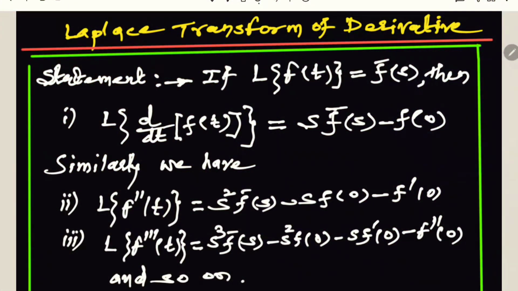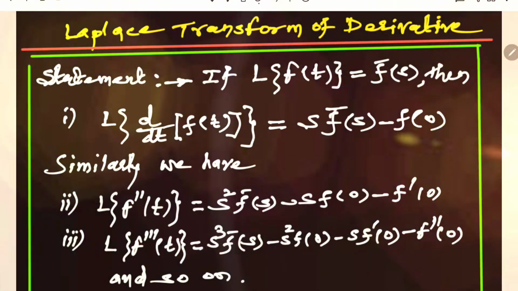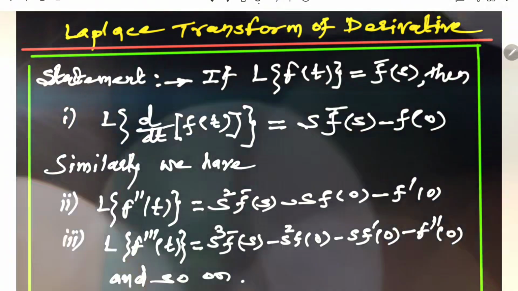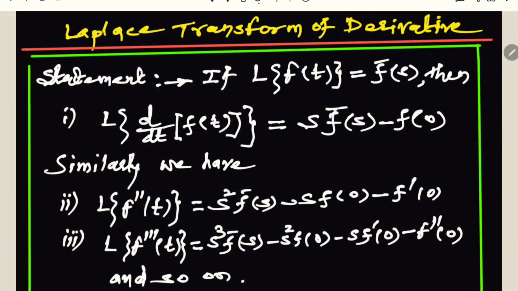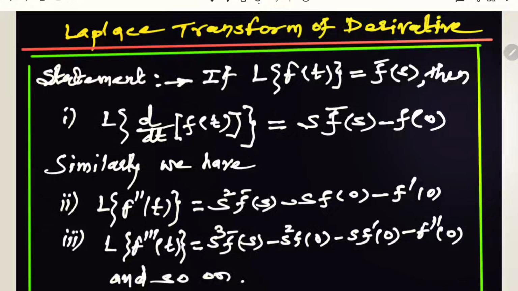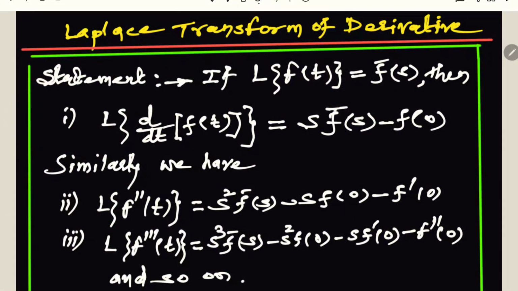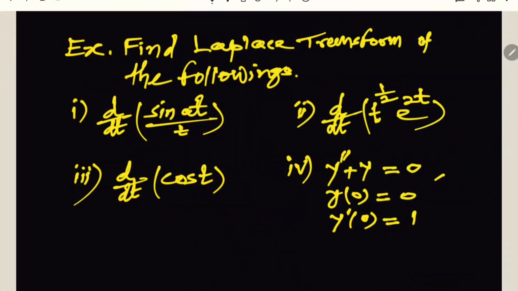Therefore, once again see all these results. First, Laplace of first order derivative is s f bar of s minus f of 0. Second order, s square f bar of s minus s f of 0 minus f dash of 0. And third, s cube f bar of s minus s square f of 0, like this.